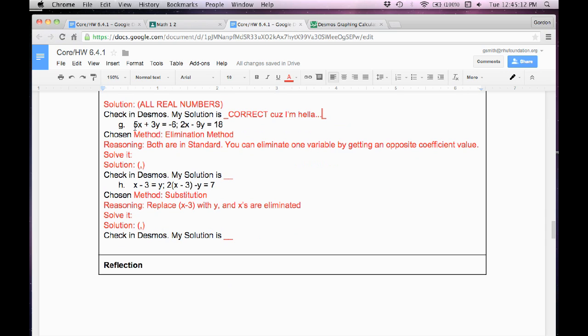Chosen method, elimination. We saw a way to make this disappear against this, and I think that's true if we multiply this entire equation by 3. We will get a positive 9y, which will disappear against that. So that looks like the way to go. The first thing we'll do is multiply that by 3. Hopefully you're getting used to this concept at this point. When we do 3 times 5x, it becomes 15x. 3 times 3y is plus 9y. And then equals, 3 times -6 is -18.